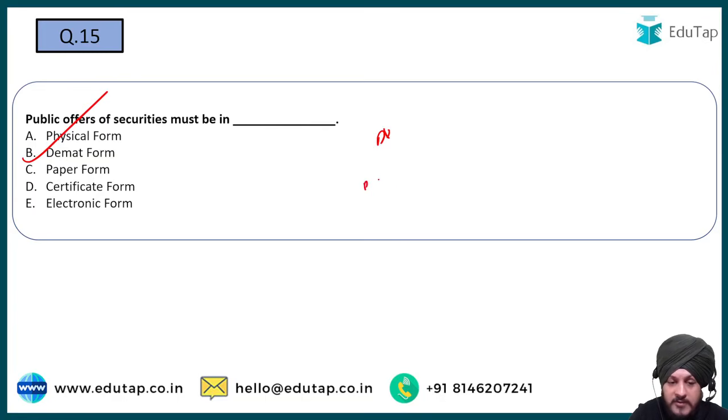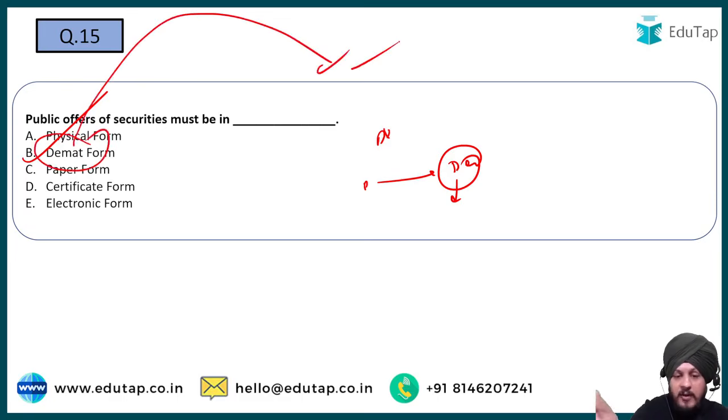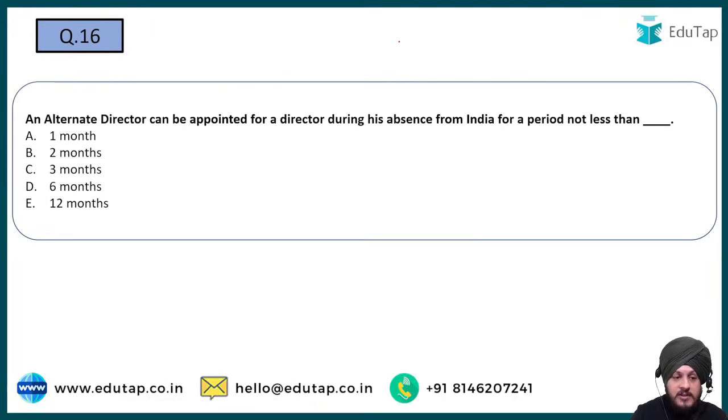सो द पब्लिक ऑफर सिक्योरिटीज, दे मस्ट बी इशूड ओनली इन डीमैट फॉर्म, व्हिच इज नथिंग बट द डीमेटेरियलाइज्ड फॉर्म, राइट? सो दैट इज गोइंग टू बी द करेक्ट आंसर टू दिस क्वेश्चन. ये तो बहुत इजी क्वेश्चन है, इसमें तो एक्सप्लेनेशन की भी जरूरत नहीं है, बहुत ही स्ट्रेट फॉरवर्ड आंसर होगा इसका. मूविंग ऑन टू क्वेश्चन नंबर 16th.